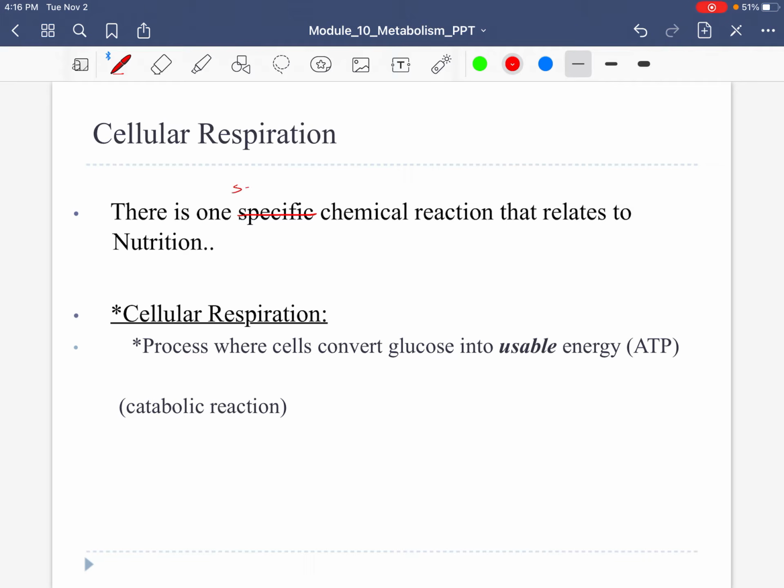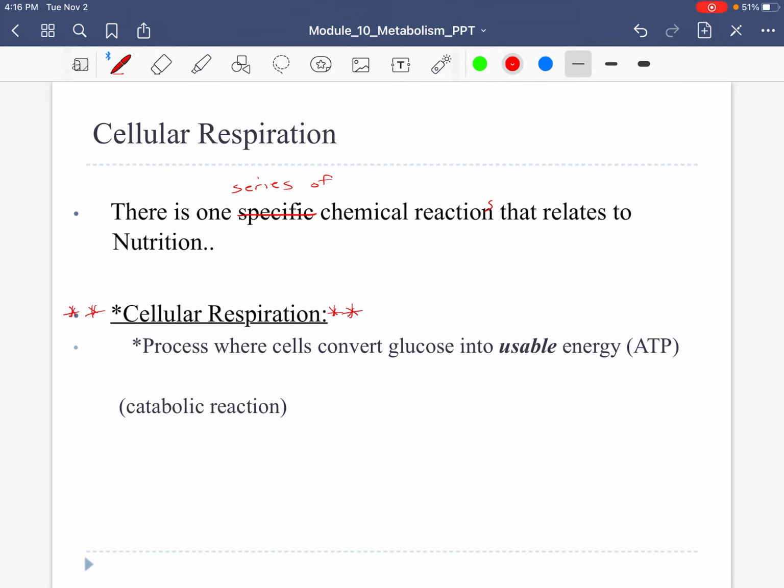Okay. Now there's one specific, I'm going to change this to be more specific. There is one series of chemical reactions, it's not just one. There is one series of chemical reactions that is really important to nutrition. And that is a series of chemical reactions we call cellular respiration. Cellular respiration, really, really important.